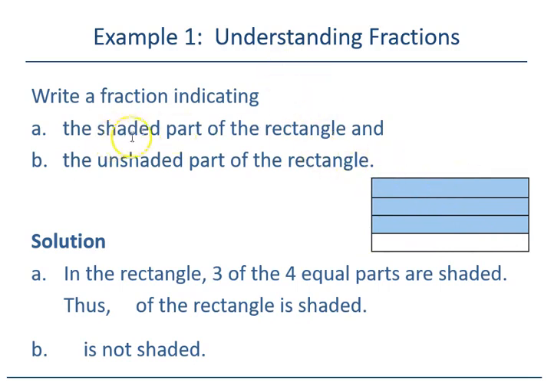Notice the shaded part in the rectangle. 3 of the 4 equal parts are shaded, so thus we would write that as 3 out of 4 are shaded. Well, what parts are not shaded? The part that isn't shaded is right here, and it's only 1, so 1/4 is not shaded. And that in a nutshell is exactly how fractions work. We'll do some more examples.